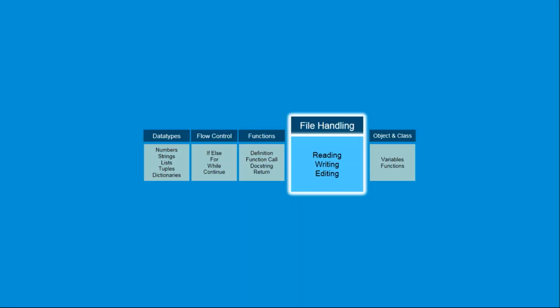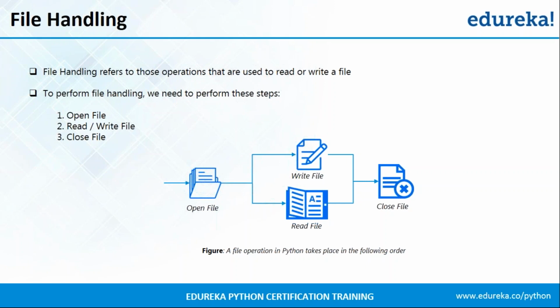Now let us go ahead and understand file handling: how to read a file, how to write a file, and how to edit those files and make modifications. The steps in order to read or write a file: first, you need to open the file. After that, you can either read or write the file. And after you're done making the modifications or reading it, you have to close the file. This is how you can perform file handling.